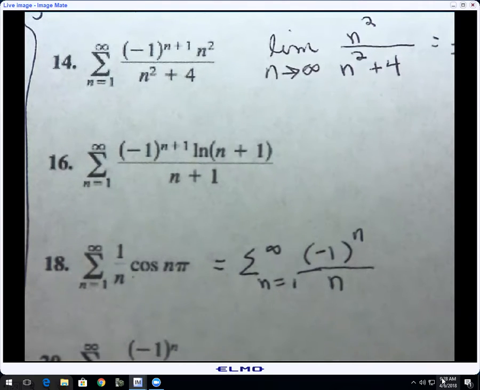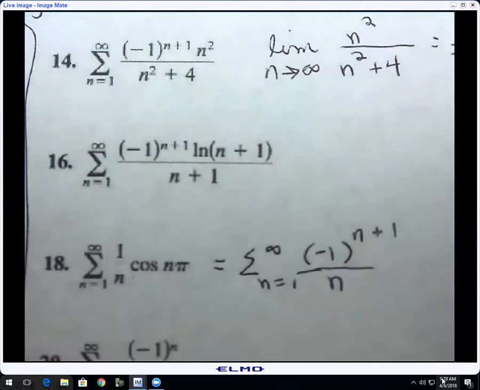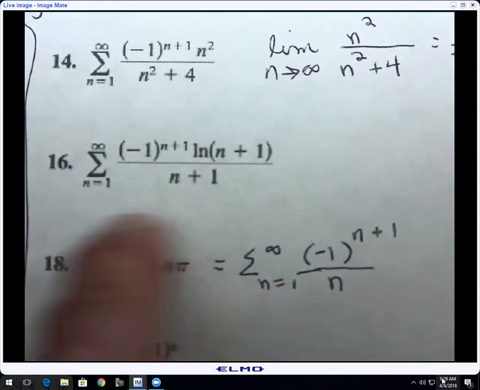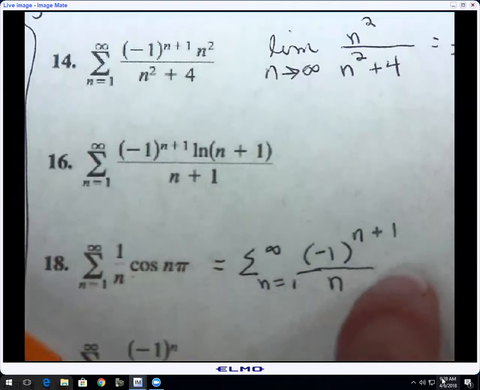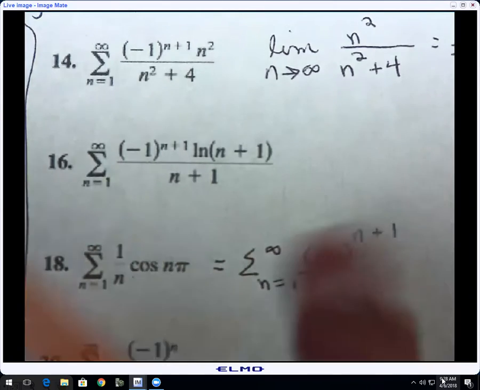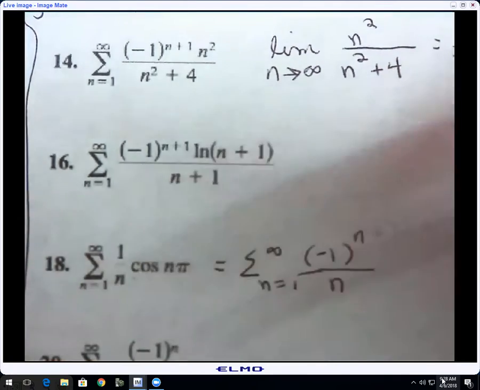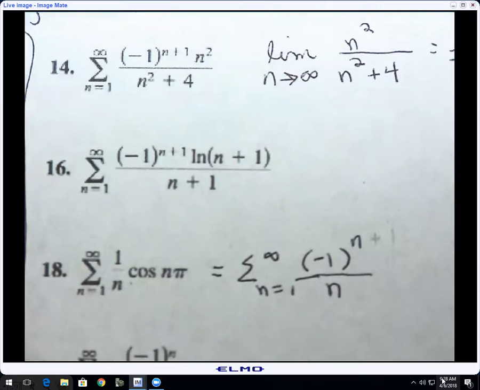Yes. If I made that exponent be n plus 1, then this would give me a negative first term, but this would give me a positive first term. So that exponent doesn't need to be n plus 1, it just needs to be n. So you need to just kind of check a number to see if they align. Yes, exactly.